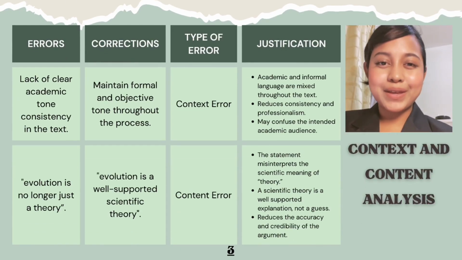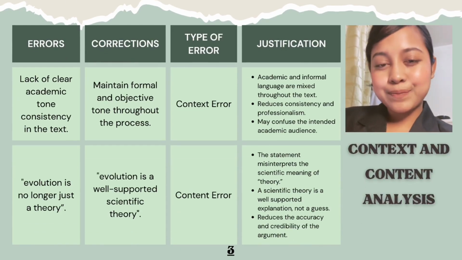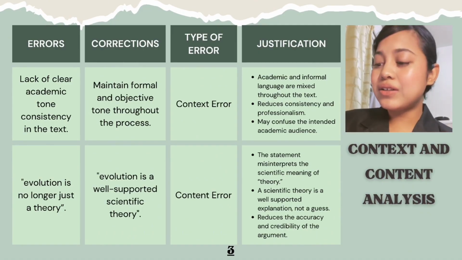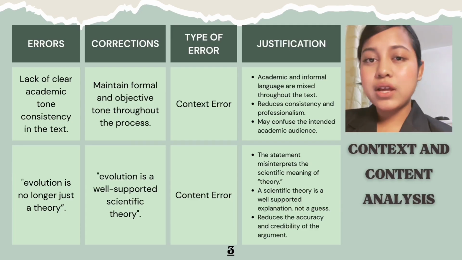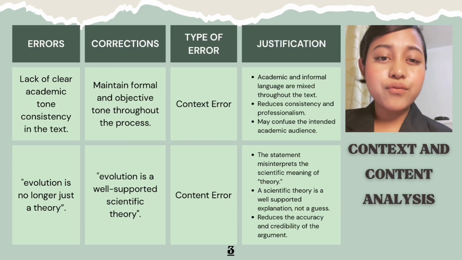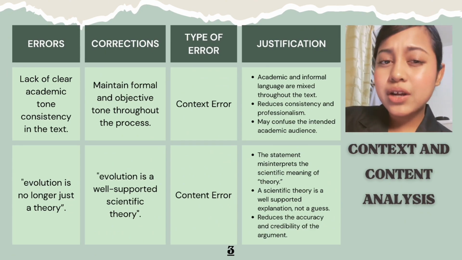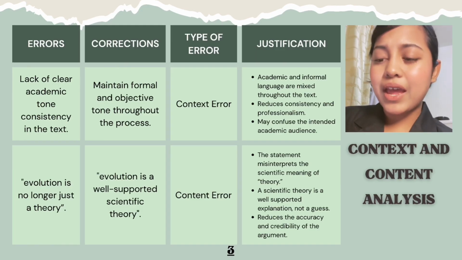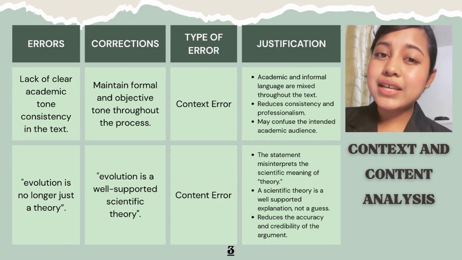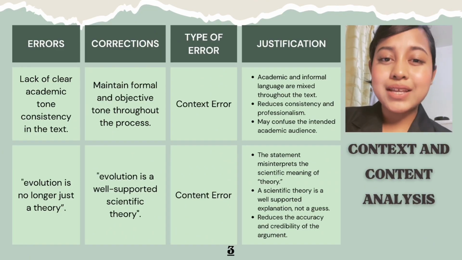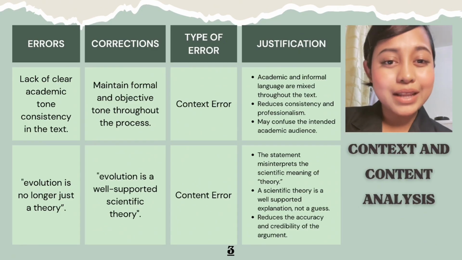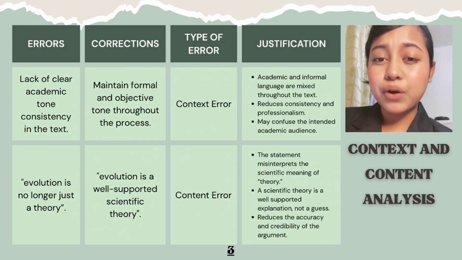And this part would be the context and content analysis. Moving on, the first issue identified was inconsistency in academic tone. The writing shifted between formal and informal language, which reduced its effectiveness for an academic audience. To address this issue, the text was revised to maintain a formal and objective tone throughout. Consistent academic language helps improve clarity and professionalism.